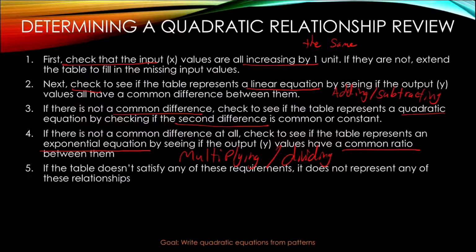So if the table doesn't satisfy any of these requirements, it does not represent any of the relationships. Okay, so those are the three things we know. We know how to determine if something's linear, we know how to determine if something is exponential, and we know how to determine if something is quadratic.